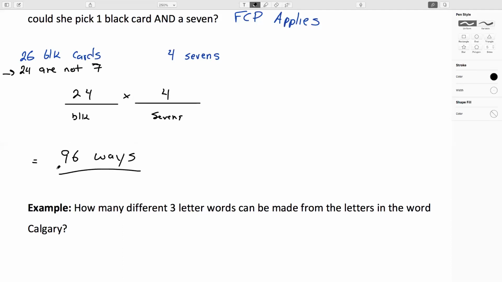Sorry about that. That's probably a little bit hard to follow, so I'll rehash this question. We list out the number of black cards, but we can't double count the 7s, so we have to just remove them. Think about it as being black cards that aren't 7. So maybe black, not 7. There's 24 of those. We multiply by the number of 7s, which is 4. That gets us 96 possible combinations.